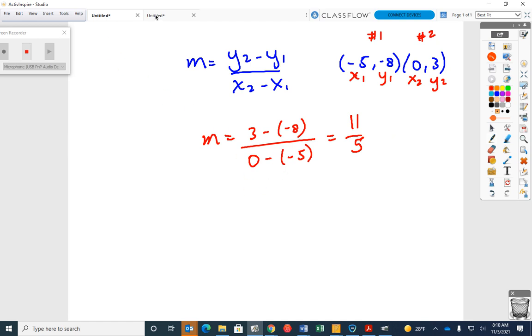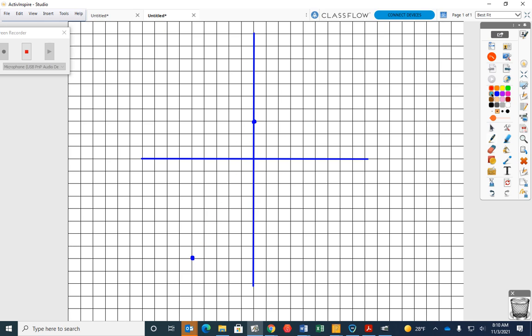From here to here, we're going to go up how many? Let's see. 1, 2, 3, 4, 5, 6, 7, 8, 9, 10. I think I graphed it wrong. We'll just say it's 11. Over 1, 2, 3, 4, 5. Yes, it's correct. Do you understand how to do this?